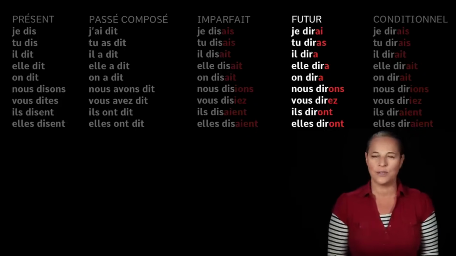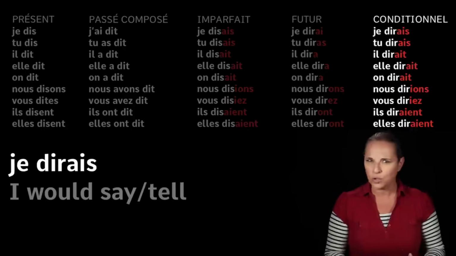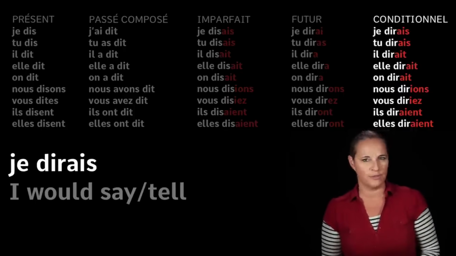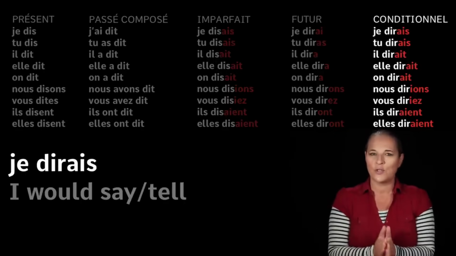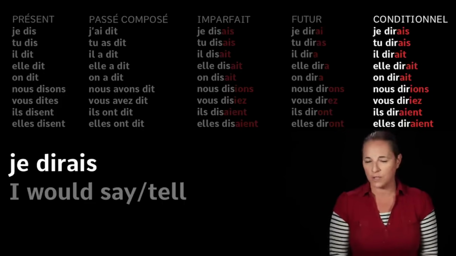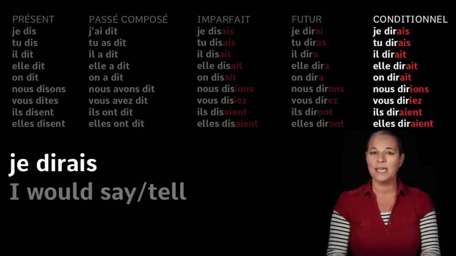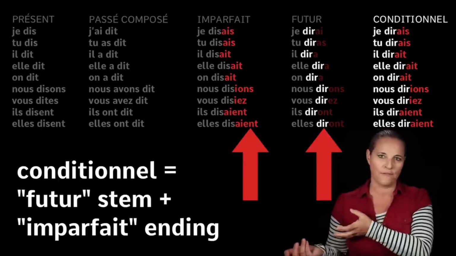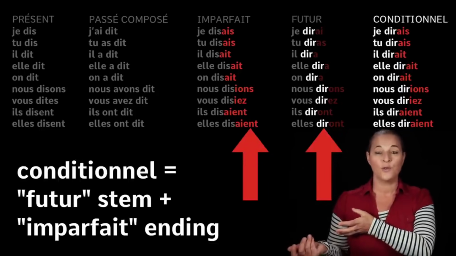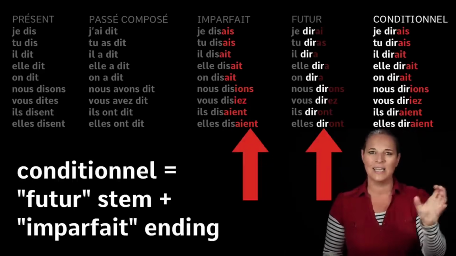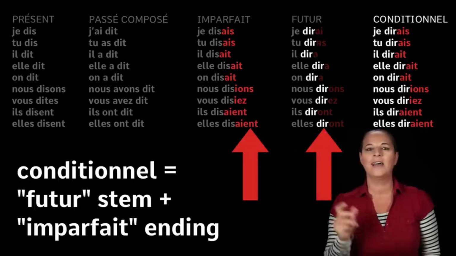Let's have a look at the conditional now. Now we are going to learn how to say I would say. Now remember, we don't have will and would and could and should, okay? So you need to know the endings of that tense in order to be able to form a conditional. The endings are exactly the same as the imperfect endings. So you're going to say, but hold on a minute. If it's the same as the imperfect, aren't we talking in an imperfect tense then? No, because you're using the stem of the future tense, not of the imperfect. So we are not using dis as the stem, we are using dire as the stem.